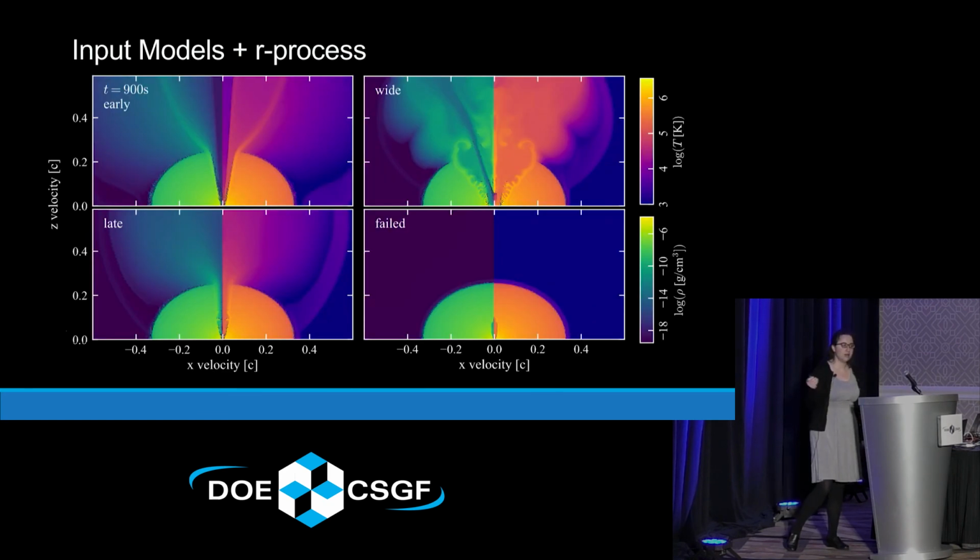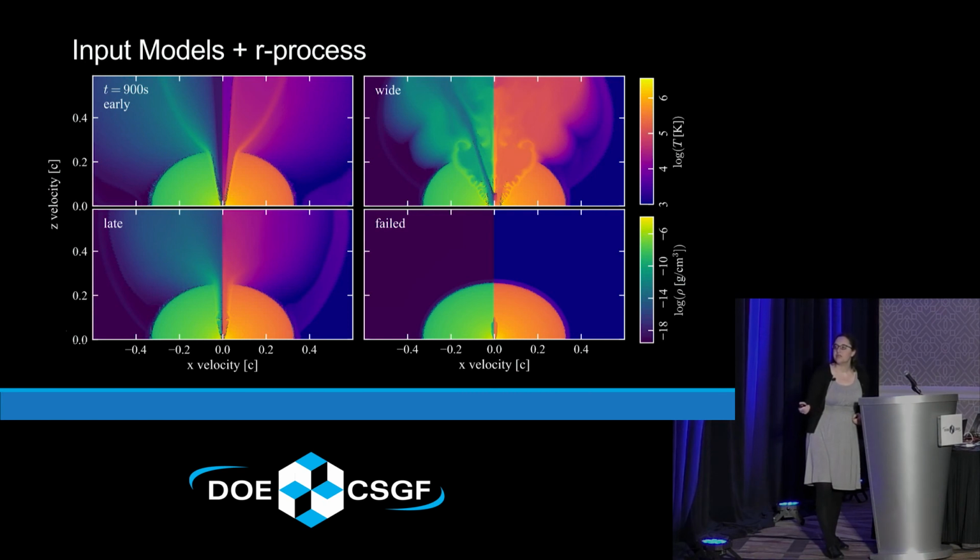So back to my science results. Roughly speaking, these are what our input models look like, and these are for different jet energies and opening angles. The important thing to note is that this early model is the one where the jet evacuates the largest cavity. In the wide breakout case, the densities remain a little bit higher. The left panel is density, the right is temperature.